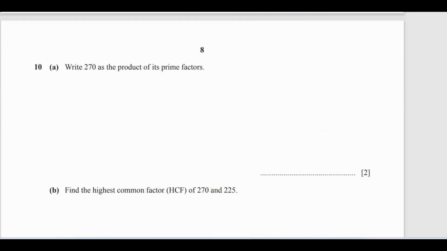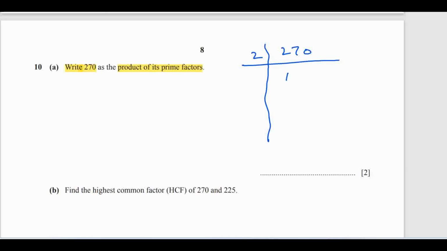Let's move on to the next question. Question number 10. Now write is the keyword: write 270 as the product of its prime factors. Product of its prime factors is what you have to show. Now for this one, what we have to do, we have to simply take the LCM. You will get this kind of question, in which you have to find the product of prime factors.